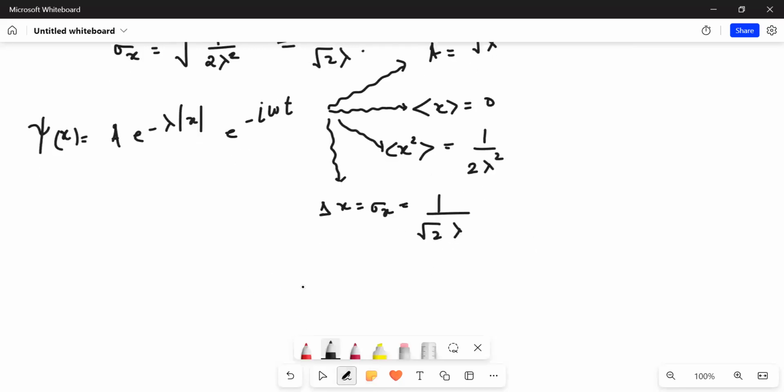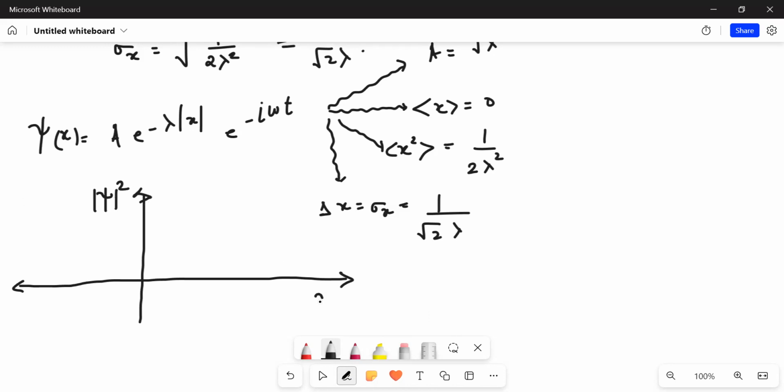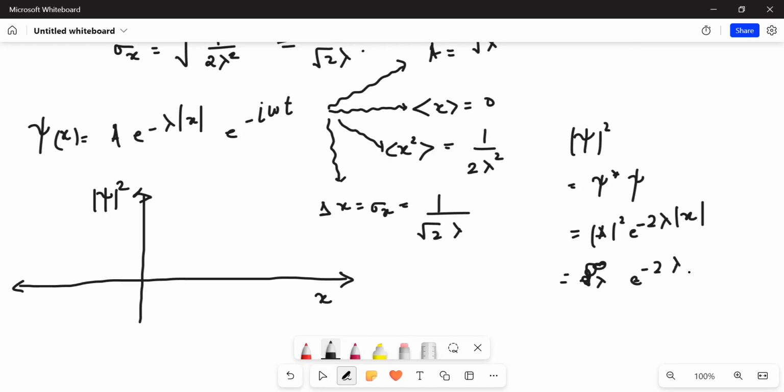It is equal to 1 upon root over. Let me try to plot the probability density as a function of x. I know the probability density psi mod whole square is simply psi star into psi, which is simply a mod whole square e to the power minus 2 lambda modulus of x. And we know that mod a square is lambda, so it is lambda e to the power minus 2 lambda modulus of x.